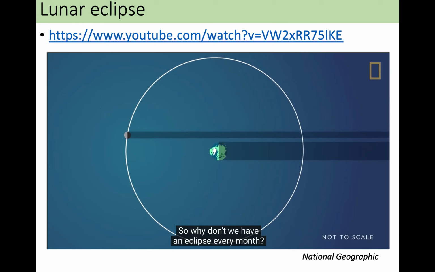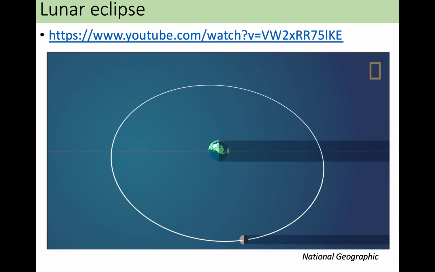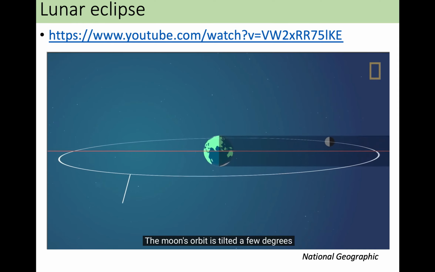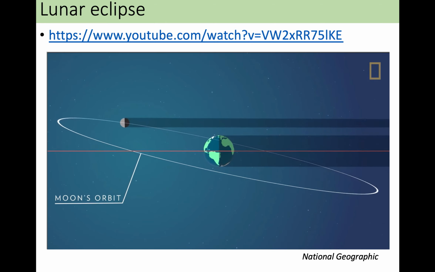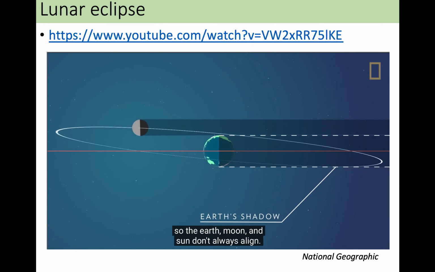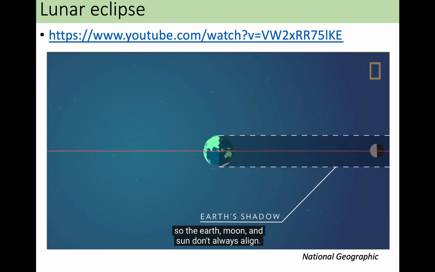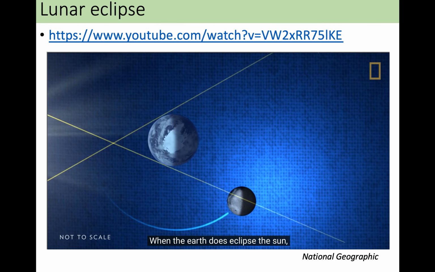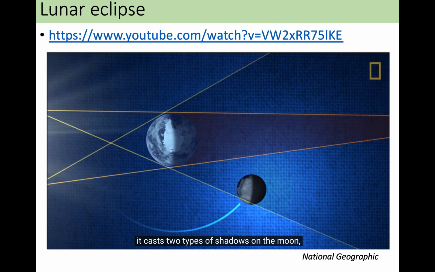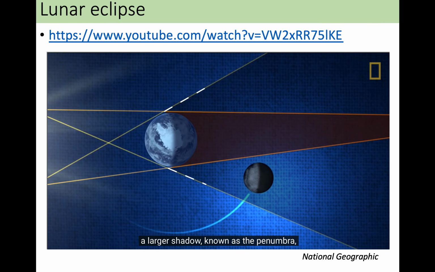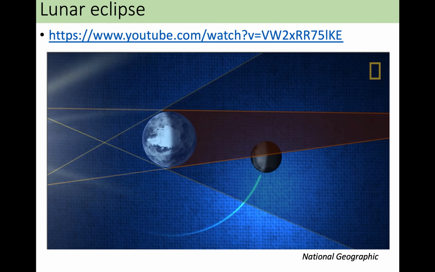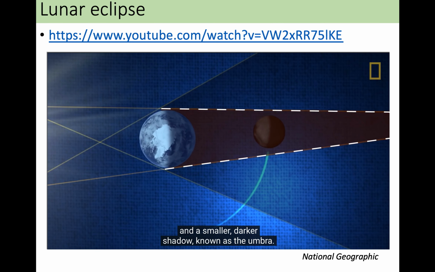So why don't we have an eclipse every month? The moon's orbit is tilted a few degrees in relation to the Earth, so the Earth, moon, and sun don't always align. When the Earth does eclipse the sun, it casts two types of shadows on the moon. A larger shadow, known as the penumbra, and a smaller, darker shadow known as the umbra.